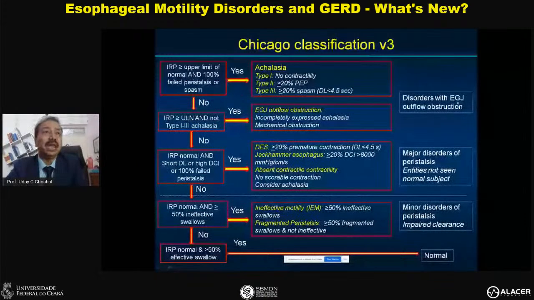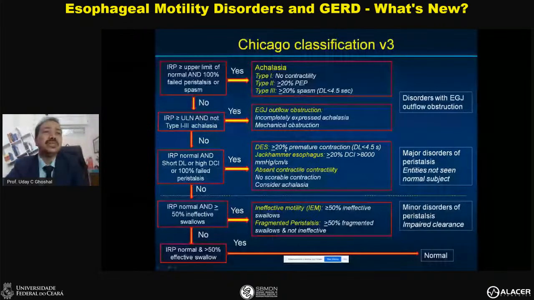Now, if IRP is not greater than the upper limit of normal, that means IRP is normal, but the distal latency is short, less than 4.5 seconds, and the DCI, the distal contractile integral, is very high. I'll tell you later what is high.